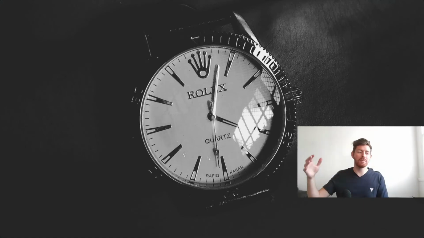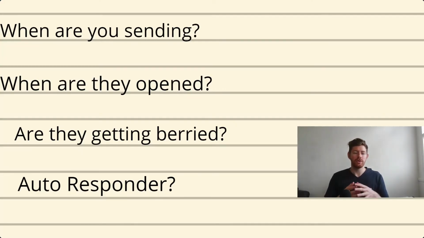So the next thing we talk about is the timing of your emails. So you need to split test. When are you sending your emails? At what time? When are they opened? Are they getting buried by 1,000 different kinds of emails? And your autoresponder. So when I say when are you sending it?